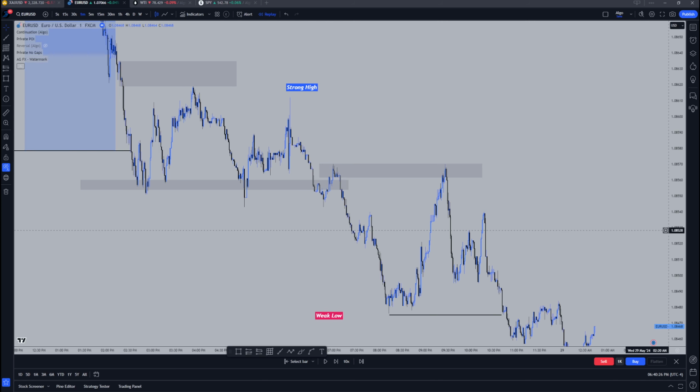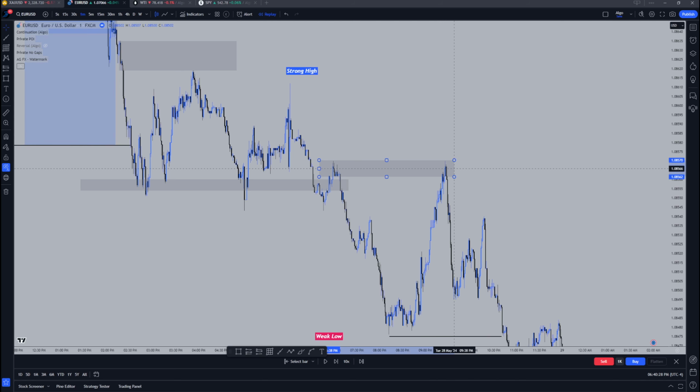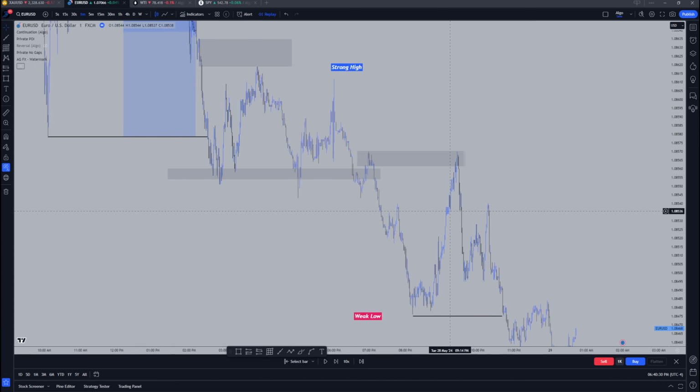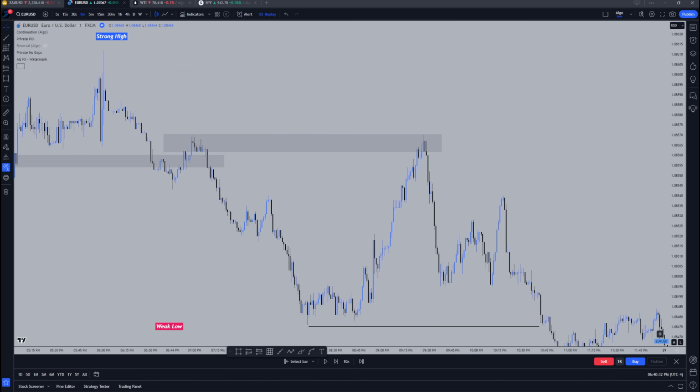Where is price likely to head? Am I trading in the right direction? Is it a mitigation or expansion cycle? How is price delivering? All these things. Price is delivering an impulse model here.